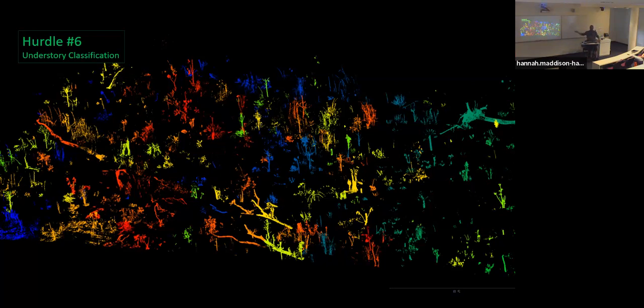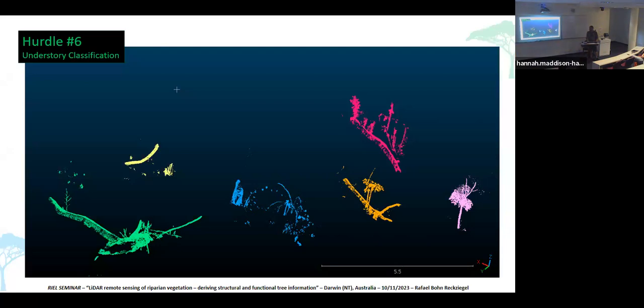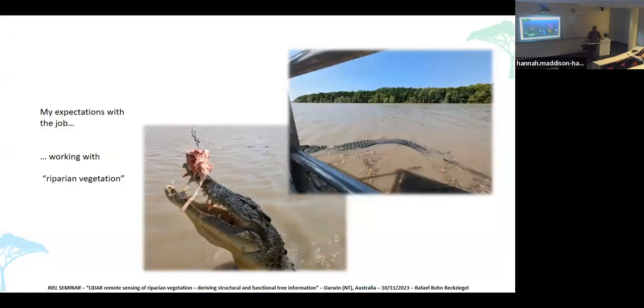pre-classified, but it would be nice to know how many branches are lying on the ground, how many seedlings are growing, and termite mounds might also be there. Rocks, they could all be useful ecological information. So, just zooming in, a few of the structures left behind in this type of data after extracting the trees.